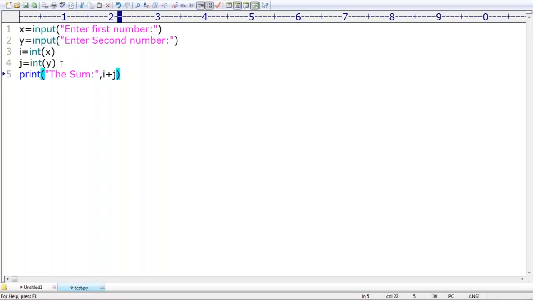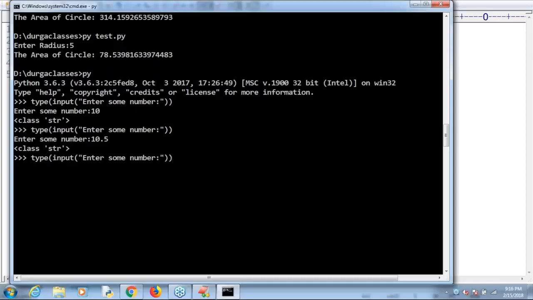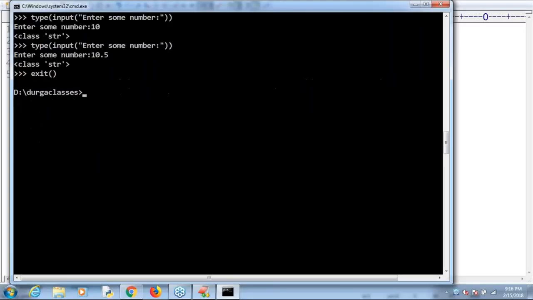Now observe this one. Let me go to the normal command prompt. Here just have a look once. Enter first number. Automatically, 10 I'm taking. Enter second number, 20. Then the sum, 30, we are going to get by default. Clear? Are you able to understand?